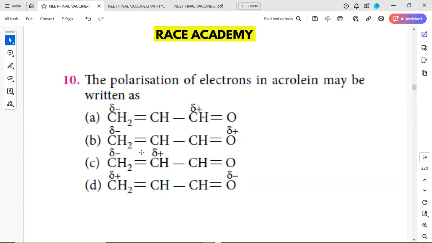If you carefully observe, the terminal carbon is not negative, it is positive, and oxygen is negative. So where oxygen is negative, we will go with that. That is the answer for this one. So option D is the right option for this question.